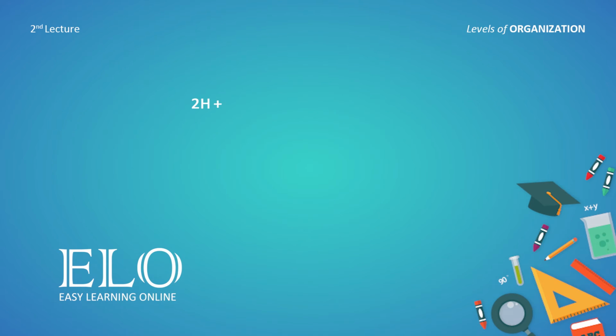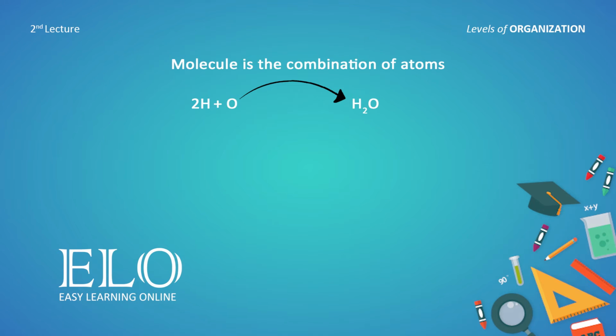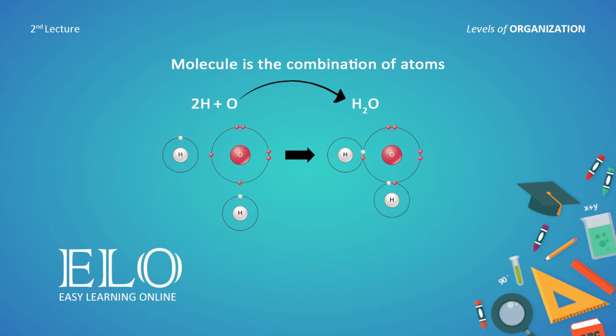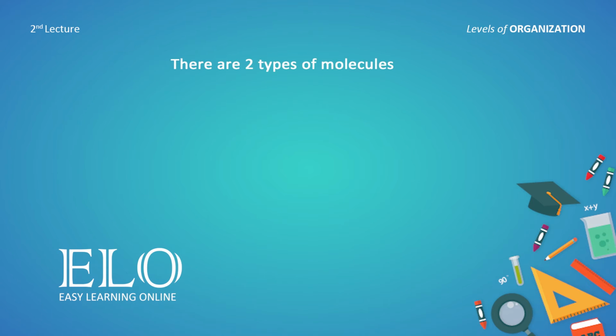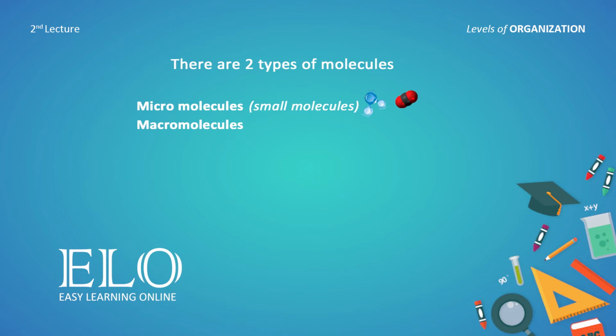जब दो या दो से ज्यादा atoms combine होते हैं ये बनाते हैं एक molecule. So we can say molecule is the combination of atoms. For example, hydrogen और oxygen जब एक specific ratio में मिलते हैं ये बनाते हैं water molecule. Molecules दो तरह के होते हैं, micromolecules and macromolecules. Micromolecules are small molecules like water, carbon dioxide and macromolecules are large molecules like protein and carbohydrates.